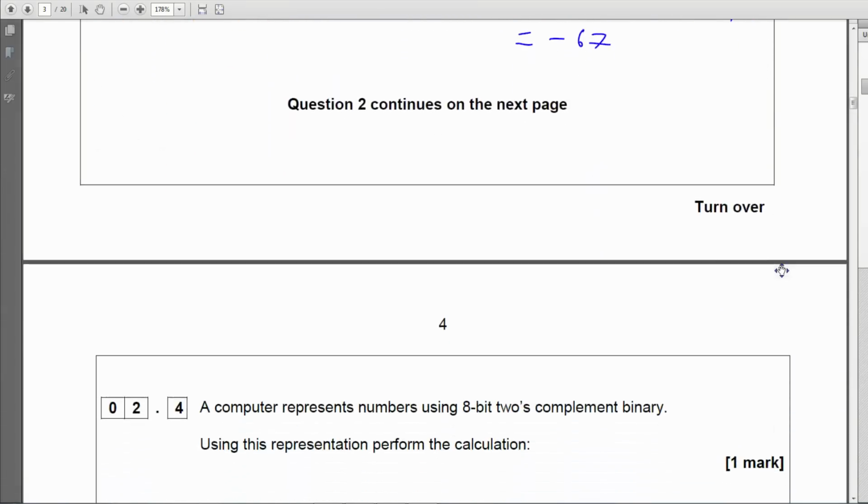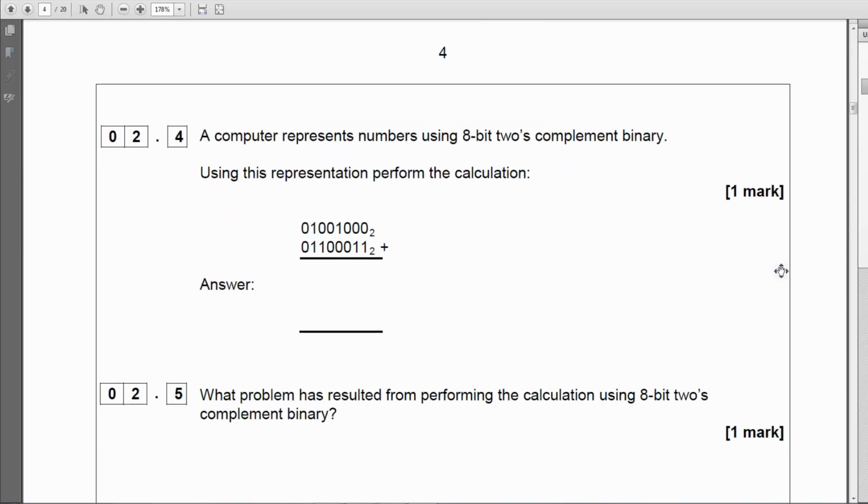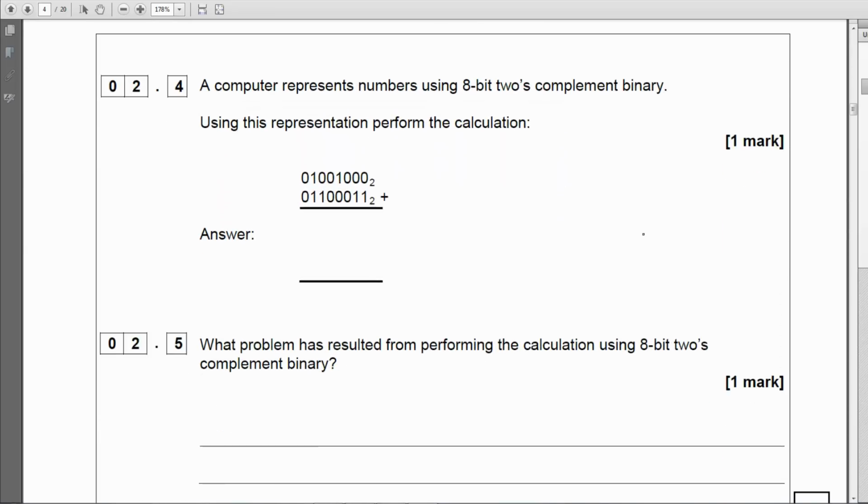Okay, so the next question is asking us to add up 2 binary numbers. So we need to perform binary addition. It's asking us to do it with 2's complement numbers. It's actually the same process, not any different to any other binary number. I'm going to write it out here so I can do it slightly bigger. This is how you lay it out if you want to do binary addition.